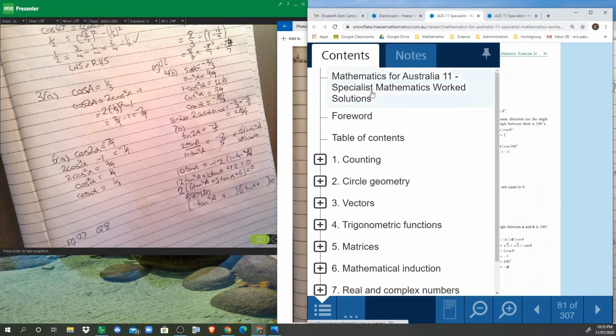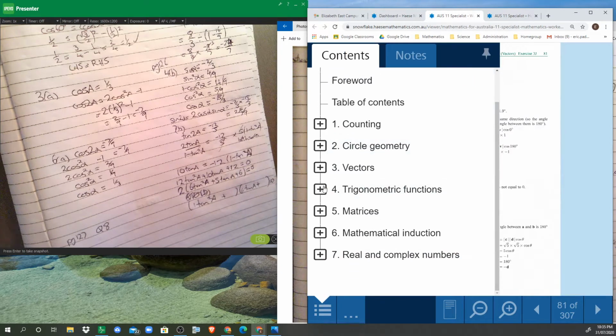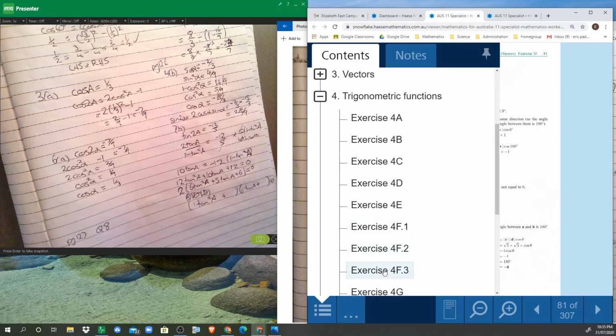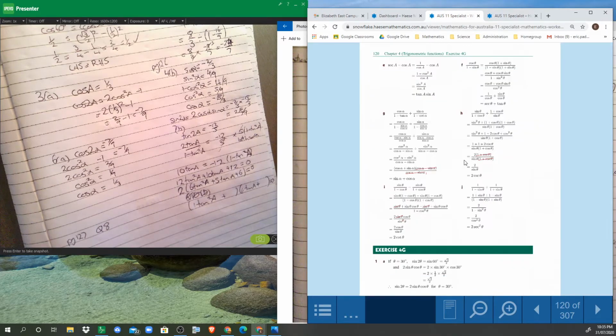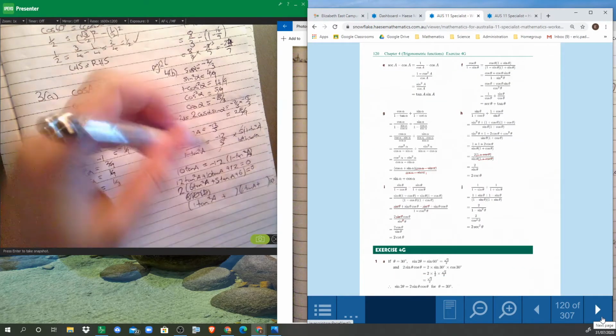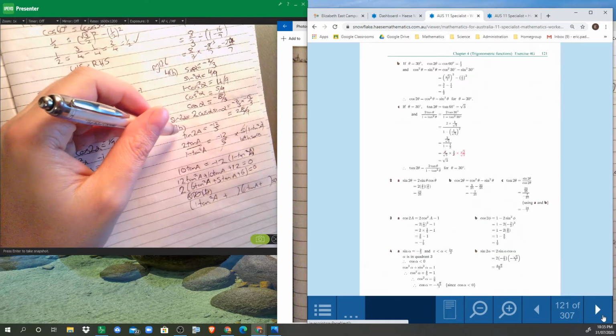So we're going to do, what are we up to? Trig functions, page 234. No, we're up to G, and we got H after this. G, and we're doing question 7b.